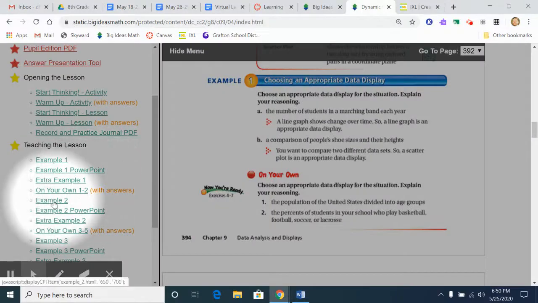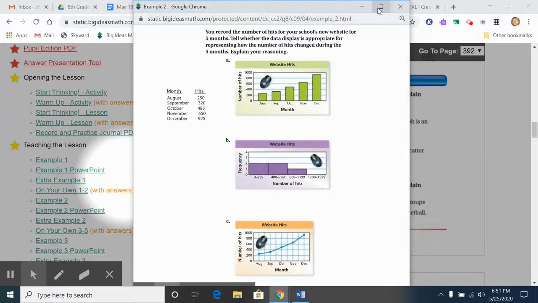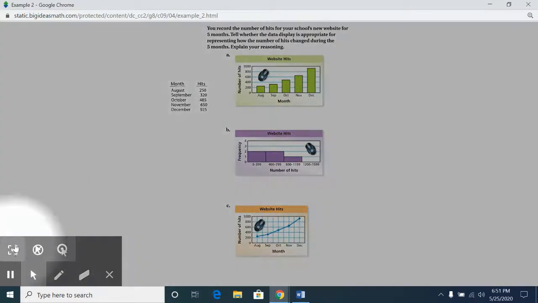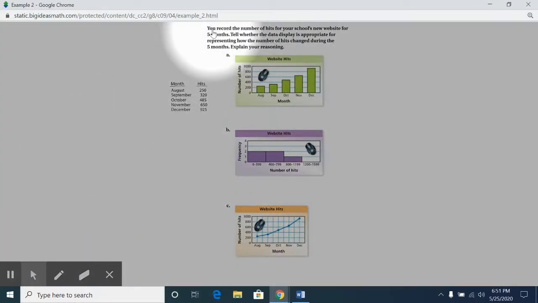All right, next. Let's see what this says. Very small writing, but let's hope we can read this. Now, it's asking us, are these appropriate, or what's right and what's wrong about them.